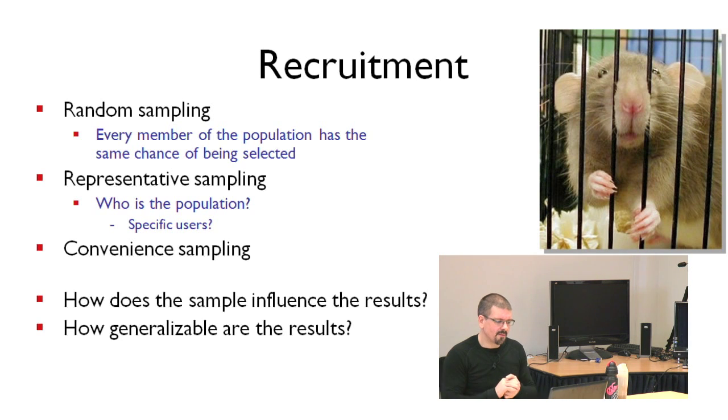Another way of sampling is called representative sampling. So again, who are the populations of these specific users? Well, what we talked about, convenient sampling, that's what the name says. It's just the most convenient way of basically grabbing whoever you can get hold of.